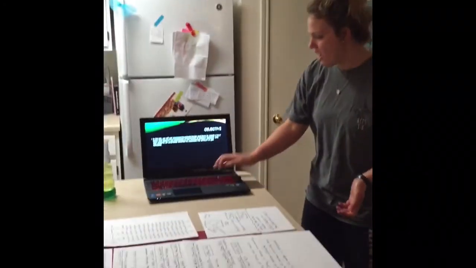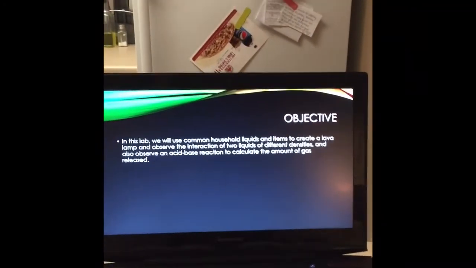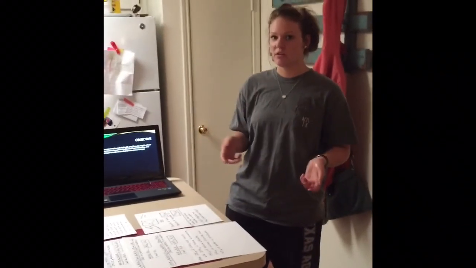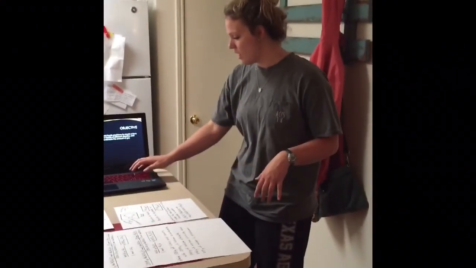So let's get started. Our objective of the lab today is we're going to use common household liquids and items to create a lava lamp and observe the interaction between two liquids with different densities, and also observe an acid-base reaction that gives off CO2 gas.